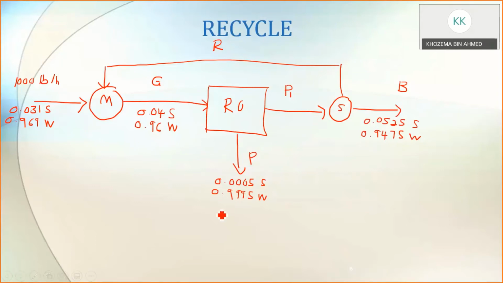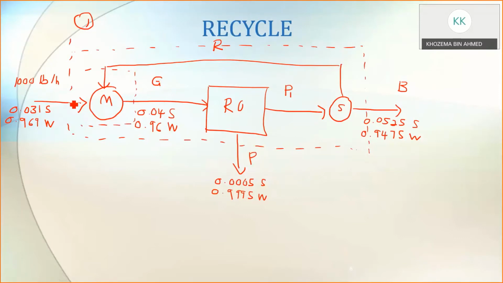Now, first thing that we need to do is to identify our system. So I can put here my overall system, and I can label it like this. This is my first system, which is my overall system. I can also have a system just for the mixing unit. This can be my second system.